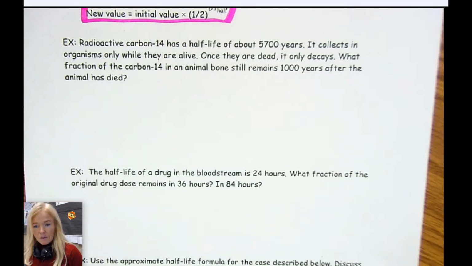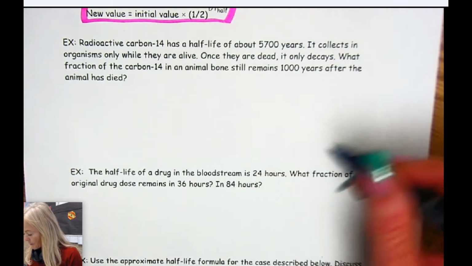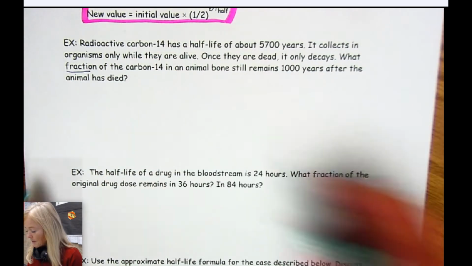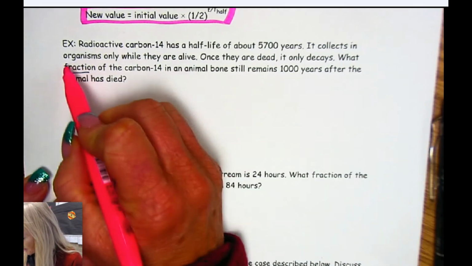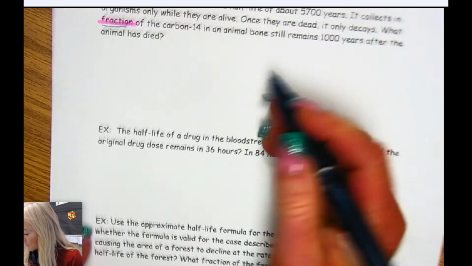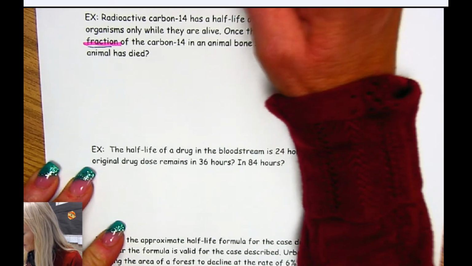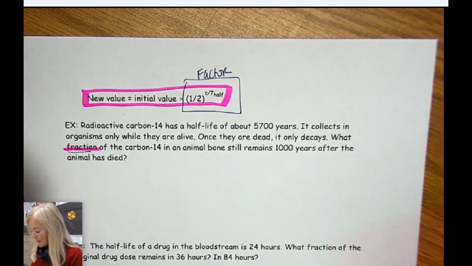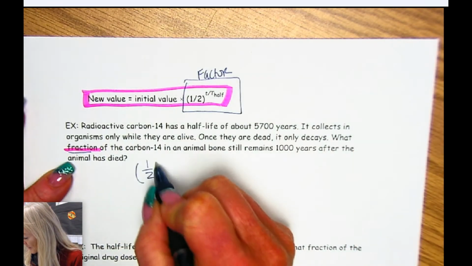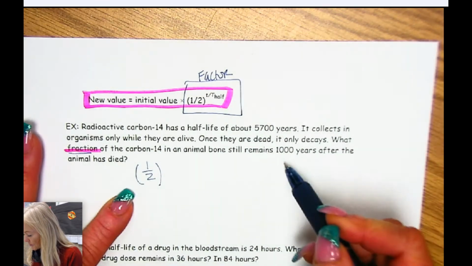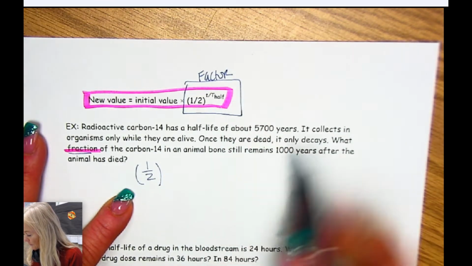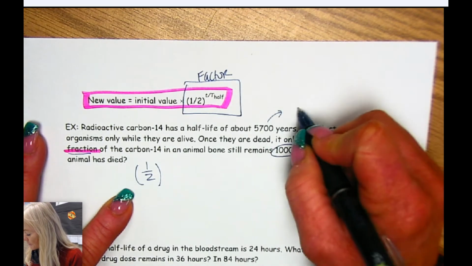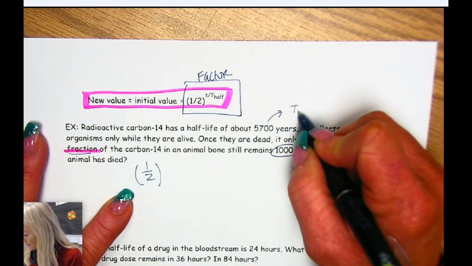All right, so we're going to look at what we have here. We are looking at what fraction, so that's our key word right there, fraction. So that means we're just going to be using this part. This is going to be the factor part, so you can see it. That'll be our factor part. So we're going to have 1/2 to the power of little t. Which one of the two is little t? 1,000 years is little t, and then 5,700 years is your half time.